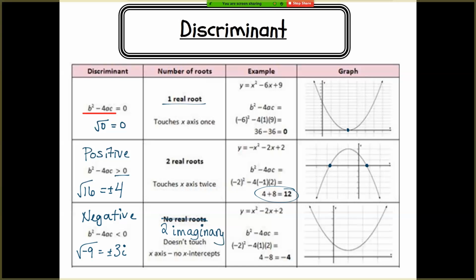So anytime you're asked to find your discriminant, if you get a 0, you have 1 answer. Positive number, you have 2 real ones. If you get a negative, you get 2 imaginary. That means your graph's going to look like this bottom graph. It's not going to touch your x-axis at all, but you can get 2 imaginary solutions from your equation.